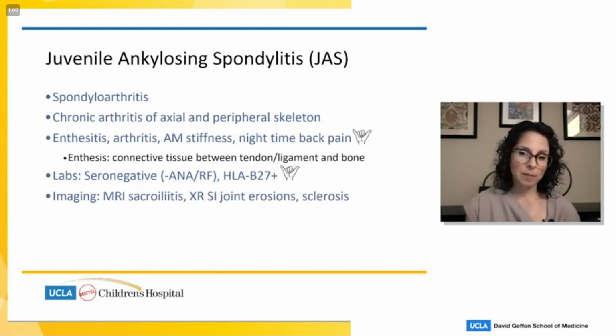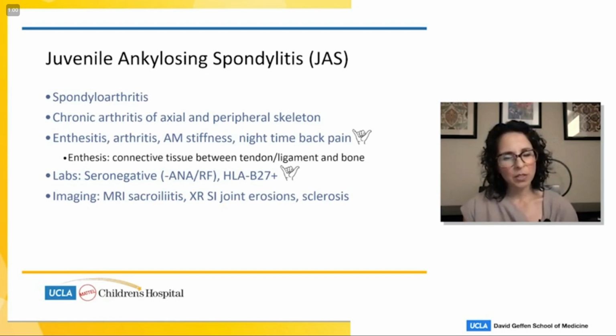Which labs did you get for these patients? Really important is that B27, HLA-B27. This is present in about 90% of all patients with ankylosing spondylitis. Not 100%, but a high number. They're typically seronegative, meaning negative ANA, as well as a negative rheumatoid factor, signaling this is not an autoantibody process, rather something similar.